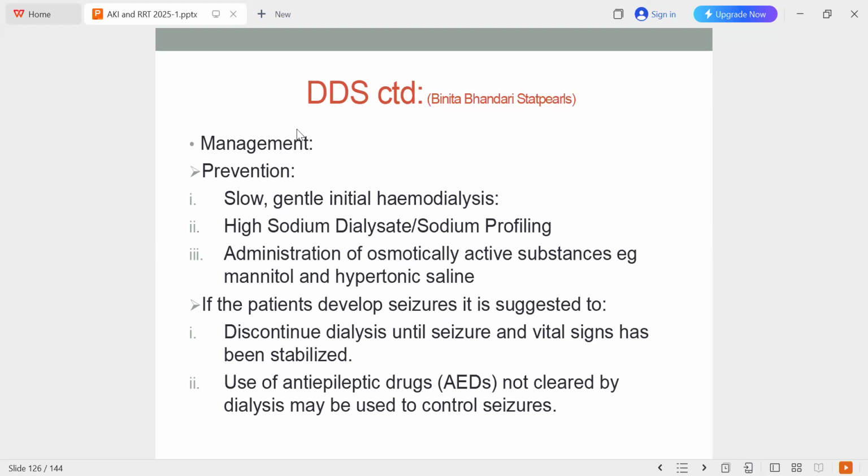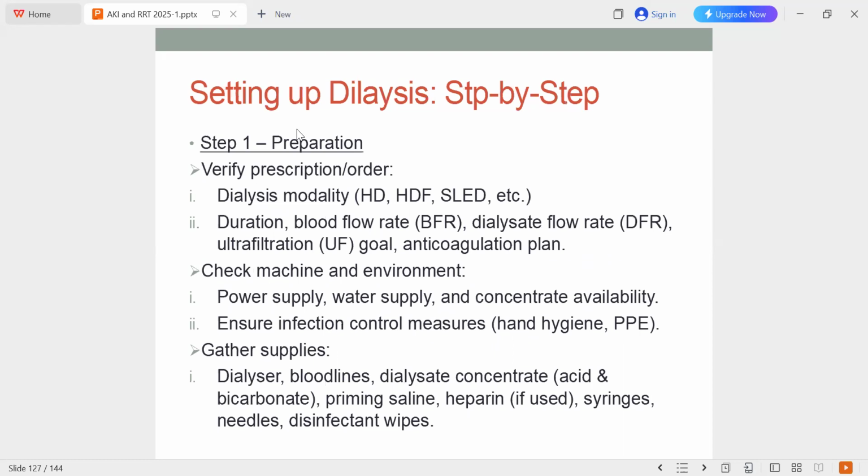Now, if the patient develops seizures during dialysis, the first thing you need to do is to discontinue the treatment until the seizure and other vital signs have been stabilized. Deployment of anti-epileptic drugs not cleared by dialysis are useful to control seizures in this group of patients.